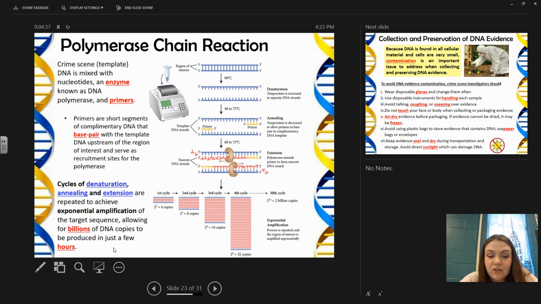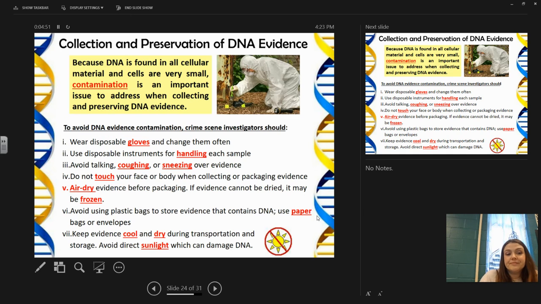So you do it as many times as you feel necessary, depending on how long we're going to need to keep this DNA around. It can make a lot of copies, billions of DNA copies produced in just a few hours. So I can just do that cycle over and over again. It is a couple hours and I can get billions of copies.